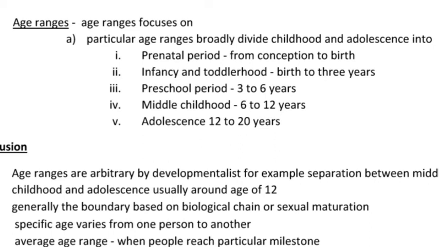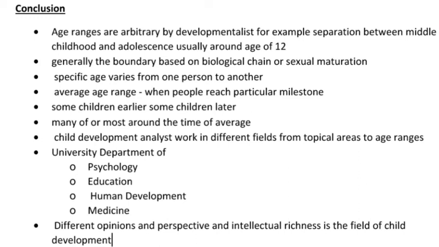Though the periods are defined, the age ranges are arbitrary among different developmentalist thinkers. For example, the separation between middle childhood and adolescence is usually around the age of 12. Generally, the boundary is based on biological change. The specific age varies from one person to another. Age ranges are arbitrary among different developmental scientists. For example, the separation between middle childhood and adolescence.